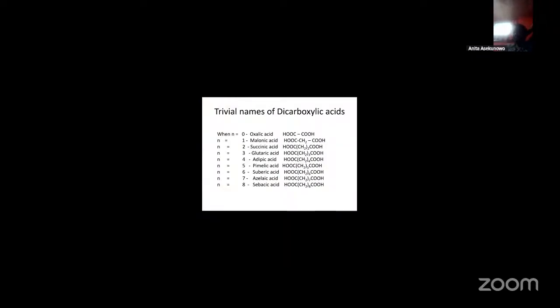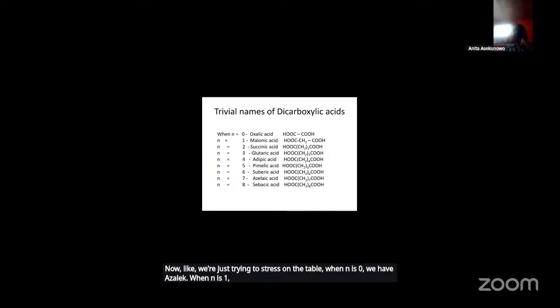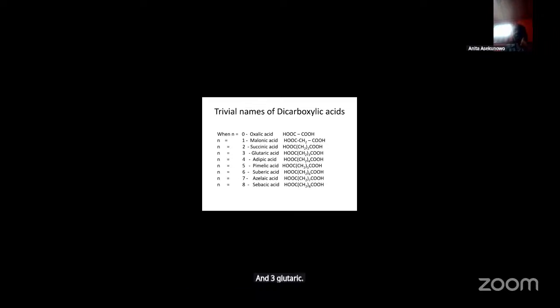Now, just trying to stress the table. When N is 0, we have oxalic. When N is 1, malonic. N2, succinic. N3, glutaric. Adipic 4. Pimelic 5. Suberic 6. Azelaic 7. And sebacic 8. And these are the corresponding structural formulas.